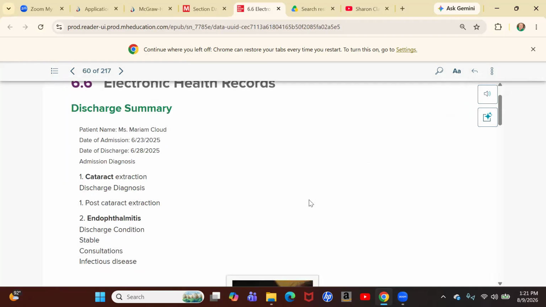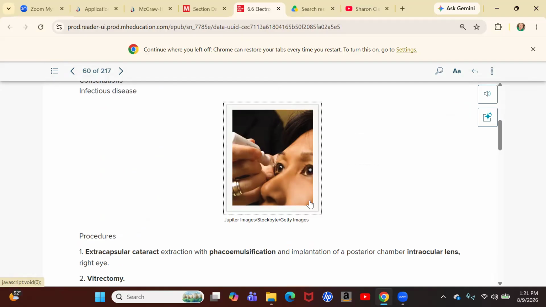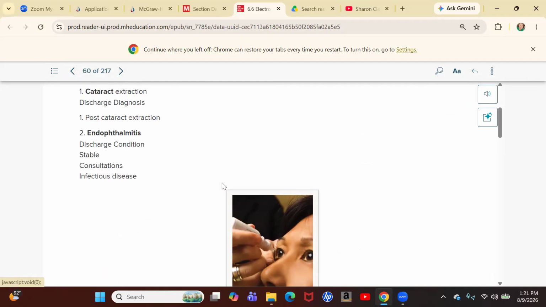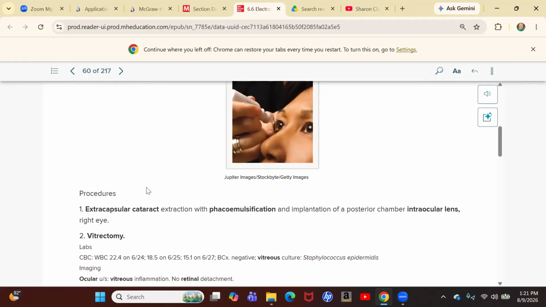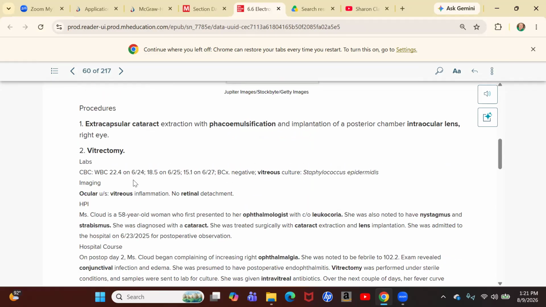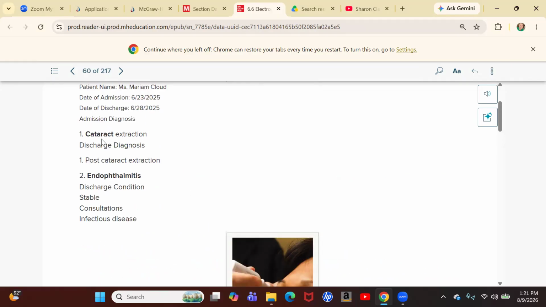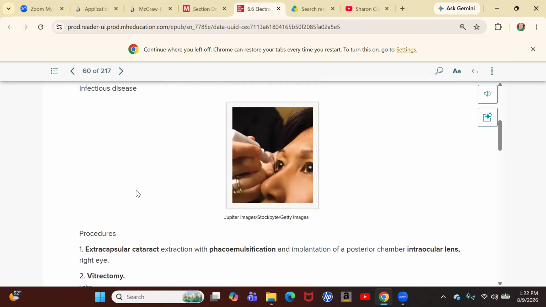Your electronic record here is a patient who suffered from a cataract, went in for a cataract extraction, okay, as you see here, and had issues. So cataract extraction, post-cataract extraction, endophthalmitis, discharge, consult note, infectious disease. So what happened? She had inflammation here. Let's go back. So cataract, that's the clouding of the lens. She had endophthalmitis here. This is an infection or a cloudiness of the fluid of the eye.